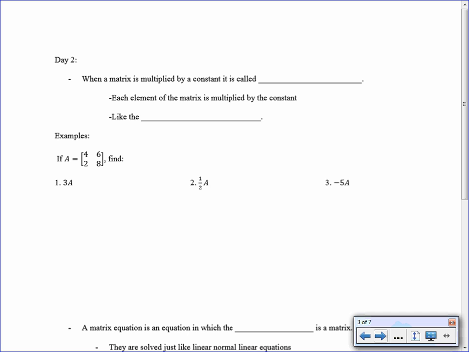Alright, day 2. So we've added matrices, we've subtracted matrices, we can also multiply matrices. And like I said, multiplication is where it starts to get complicated, but before we have the complicated multiplication, we have the easy multiplication. So when a matrix is multiplied by just a constant, it's called scalar multiplication. S-C-A-L-A-R. So we're not multiplying two matrices together, we're multiplying a matrix by a number. And we're just going to multiply each element of the matrix by that constant that's on the outside. It's just like the distributive property.